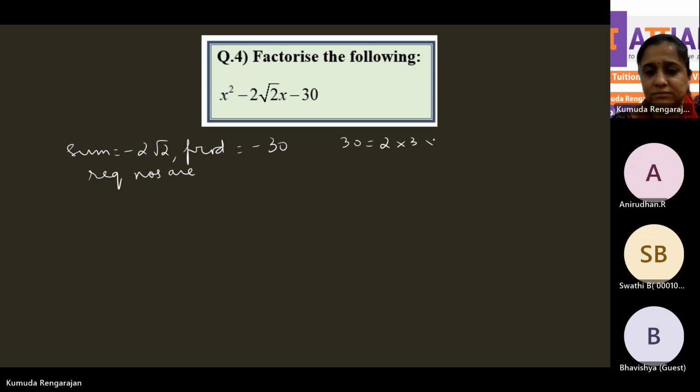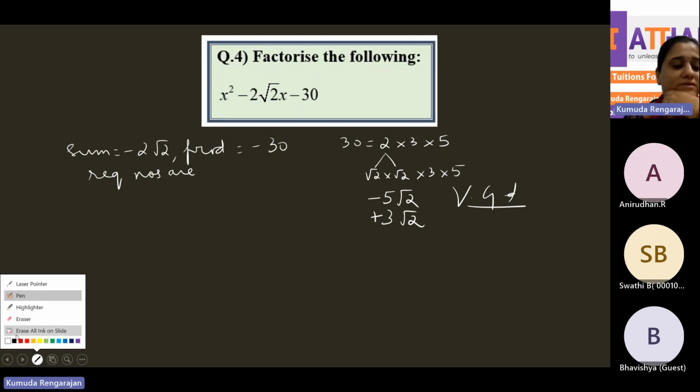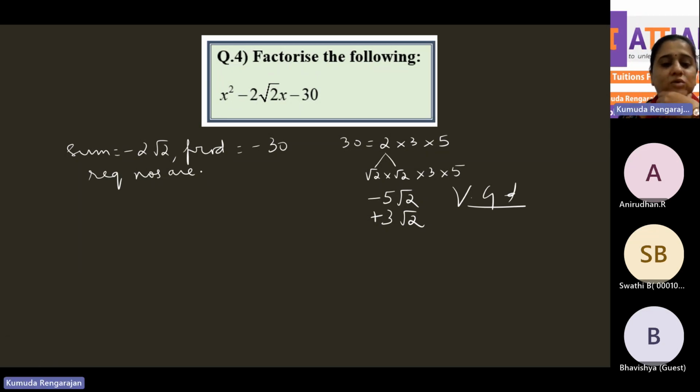And then I have written this 2 as root 2 into root 2 into 3 into 5, and then found the numbers as 5 root 2 and 3 root 2. And then fix the minus sign to 5 root 2 and plus sign to 3 root 2. Very good, Swati. So the required numbers are minus 5 root 2 and plus 3 root 2.